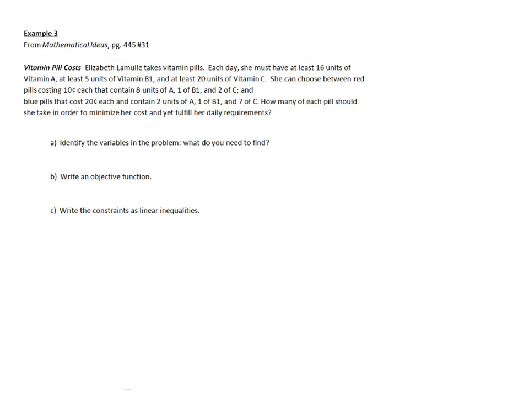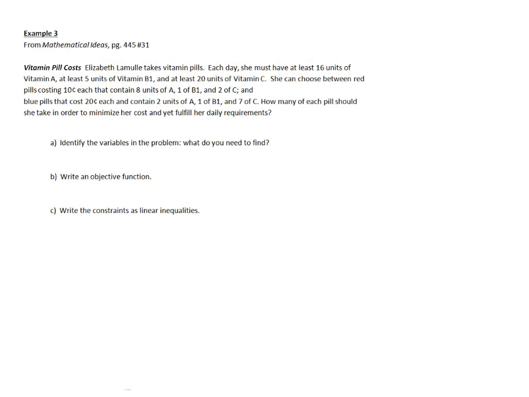She can choose between red pills costing 10 cents each that contain 8 units of A, 1 of B1, and 2 of C, and blue pills that cost 20 cents each and contain 2 units of A, 1 of B1, and 7 of C. How many of each pill should she take in order to minimize her cost and yet fulfill her daily requirements? Okay, so notice first of all that this is a minimization problem.